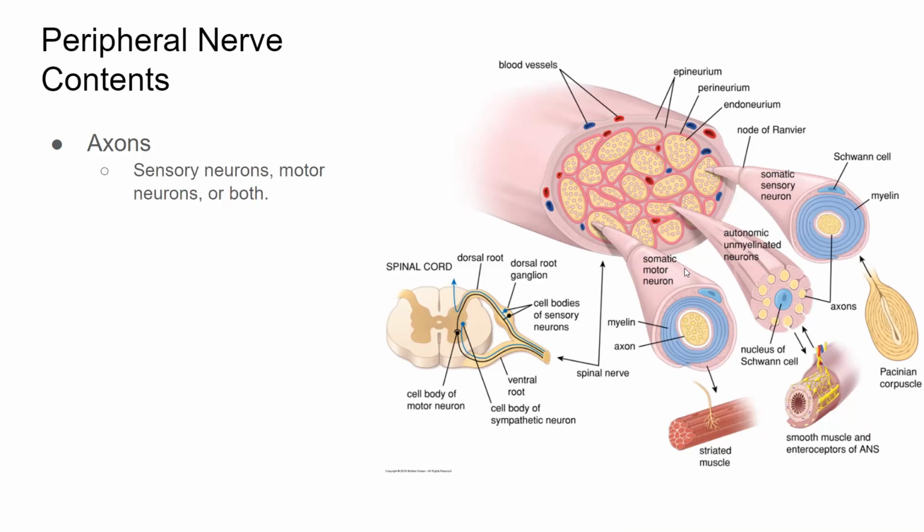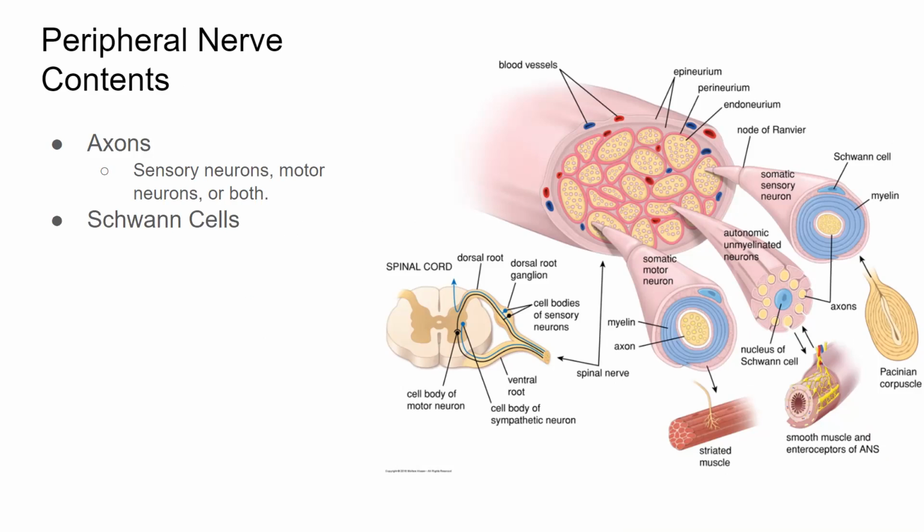Not all peripheral nerves carry just one of the 3 different types of axons. They can carry motor neurons like parasympathetic. They can carry motor neurons that are skeletal muscle. They can carry sensory neurons. They're all bundled together. Okay, so a peripheral nerve isn't limited to just one type of axon.